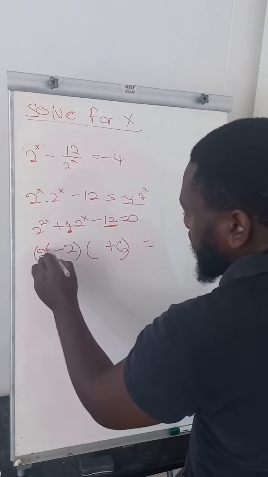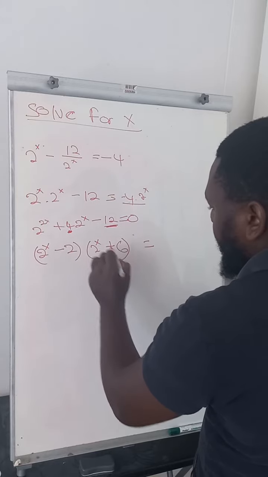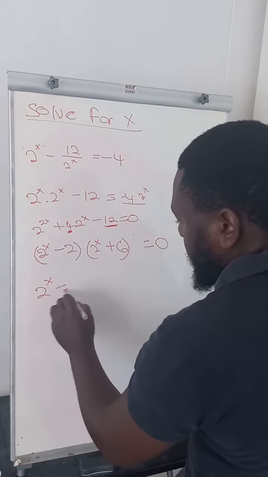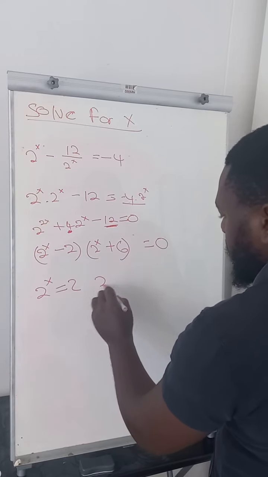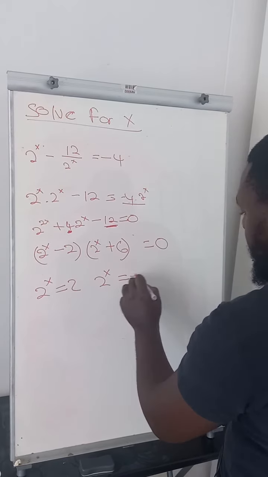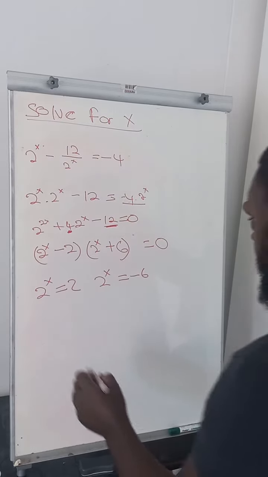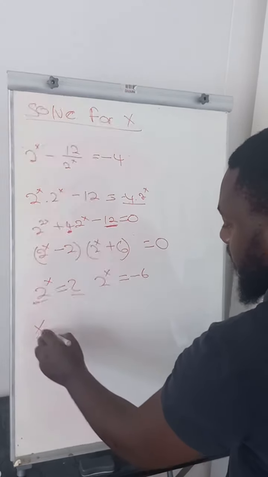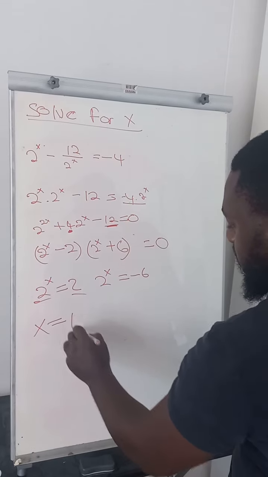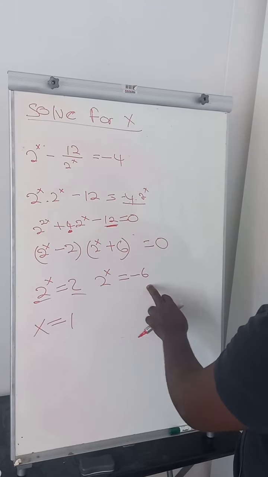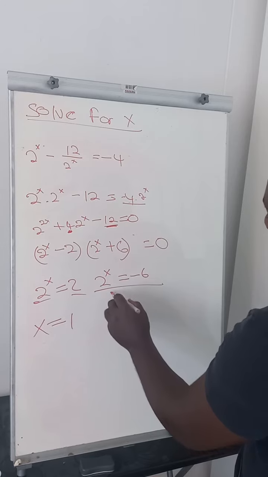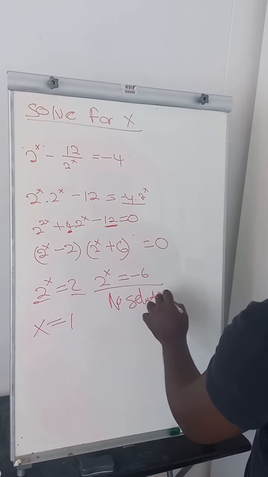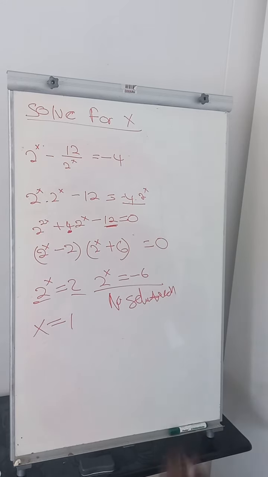Here you'll write 2 to the power of x plus 6, and 2 to the power of x minus 2, equals 0. Now you'll have 2 to the power of x equals 2, and 2 to the power of x equals negative 6. If you check here, the bases are the same, so the exponents will be equal. Here you'll have this. Then for this one, there's no solution here. So this is your answer.